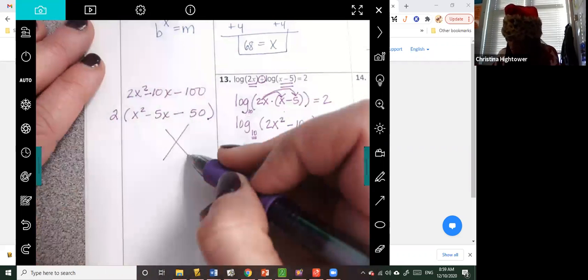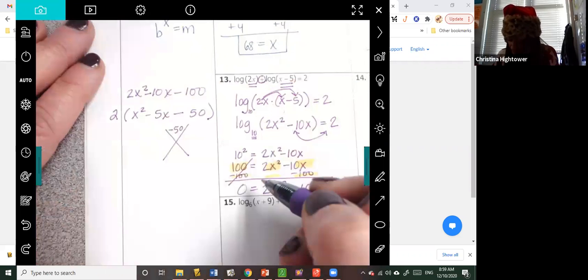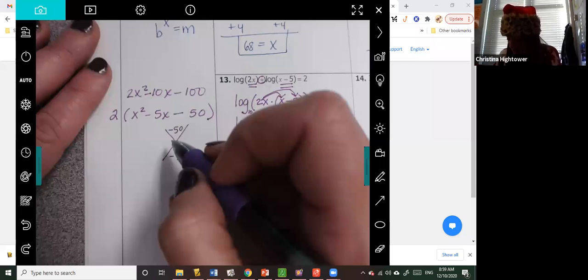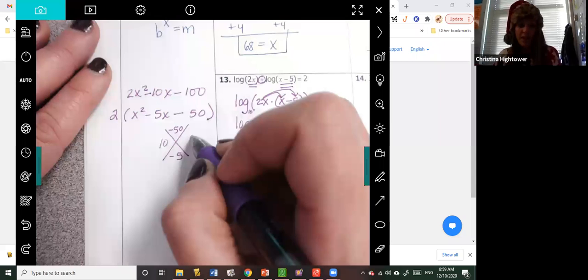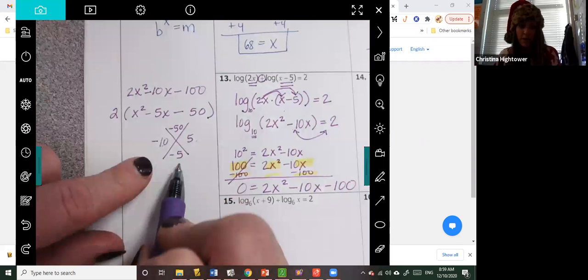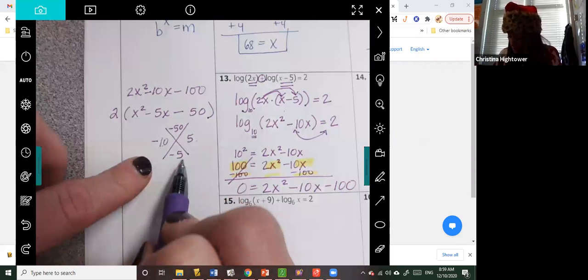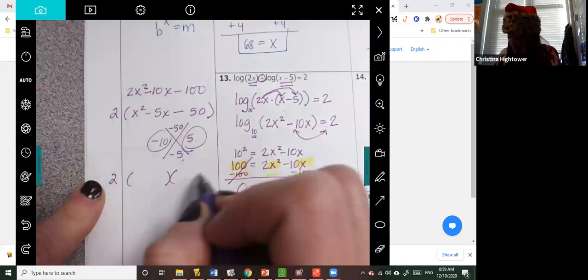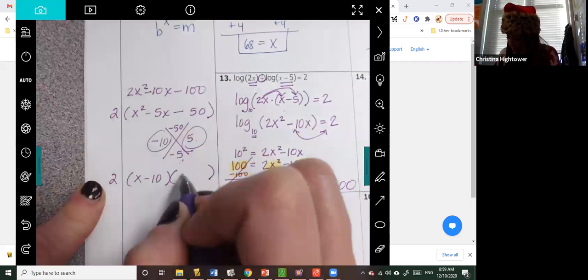What multiplies to give you a negative 50 and adds to give you a negative 5? So I know it's 10 and 5 somehow. It's going to have to be a negative 10. So negative 10 plus 5 gives you a negative 5. So these are my two numbers. So the 2 still out front. And I have x minus 10 and x plus 5.